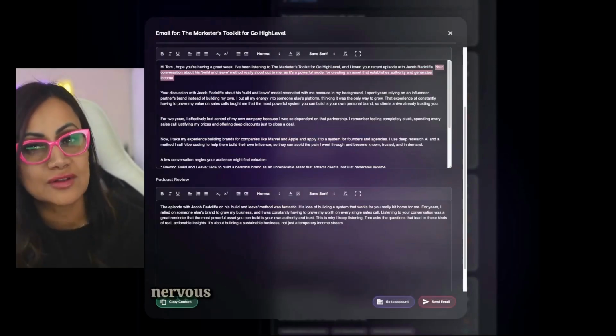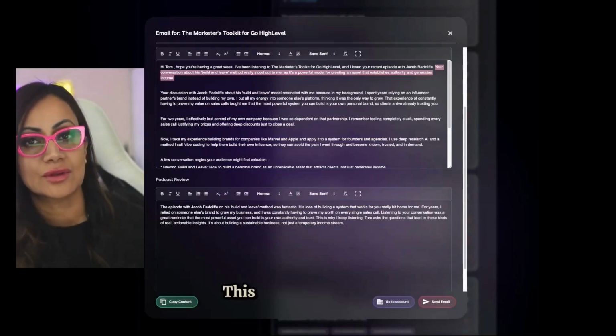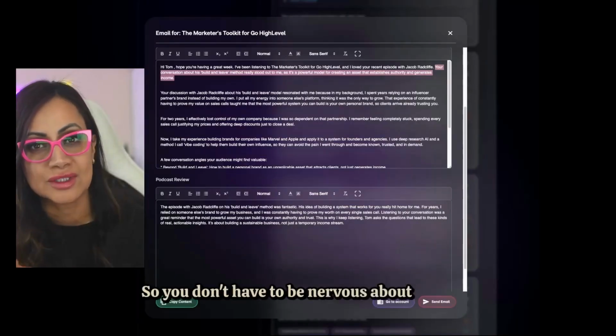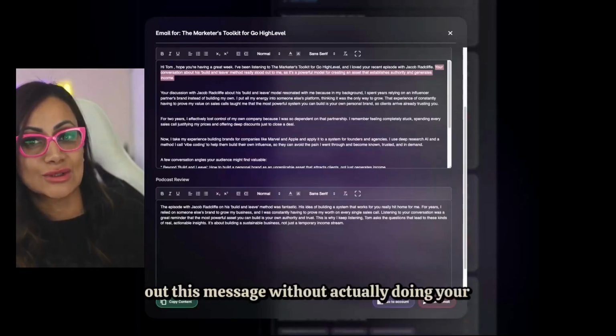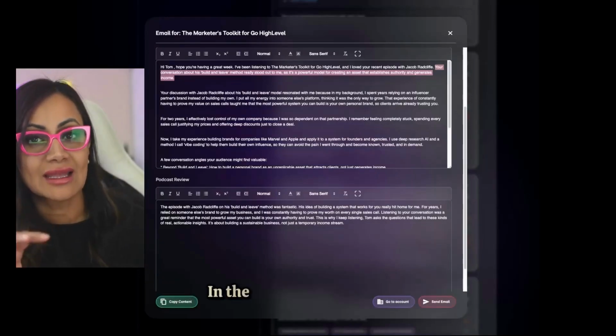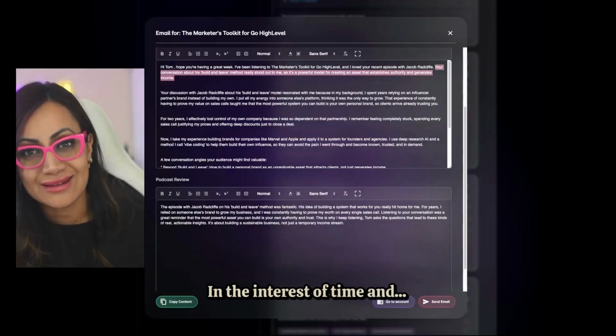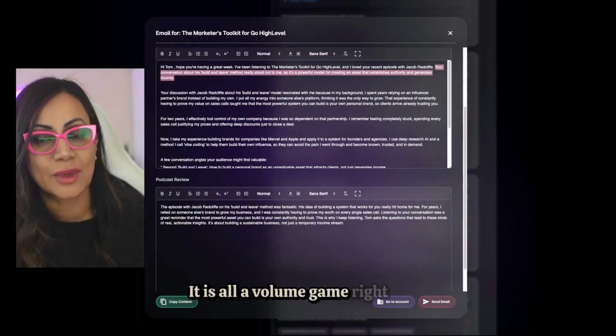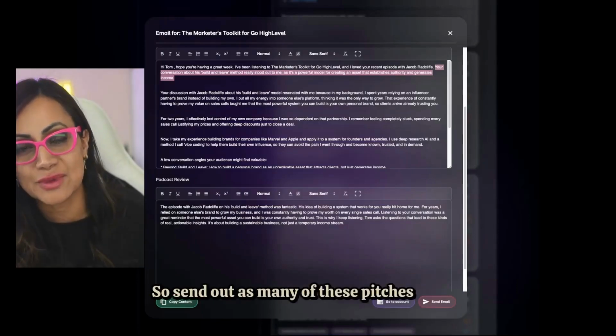And you don't have to be nervous that the AI is making up stuff here. This is tried and tested and is really, really accurate. So you don't have to be nervous about sending out this message without actually doing your homework and listening to this. In the interest of time, and increasing your chances of getting a response, it is all a volume game right now. So send out as many of these pitches as you can.